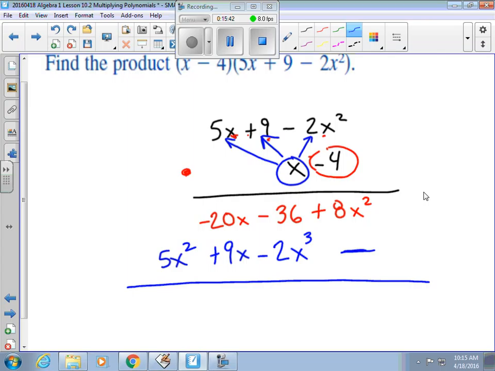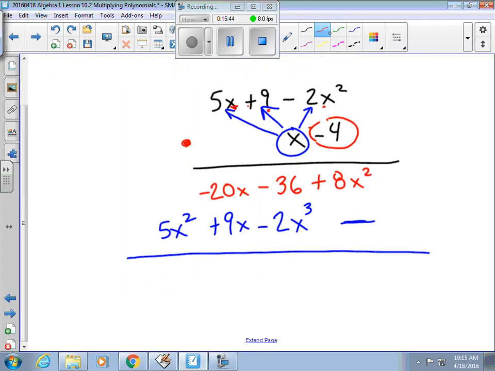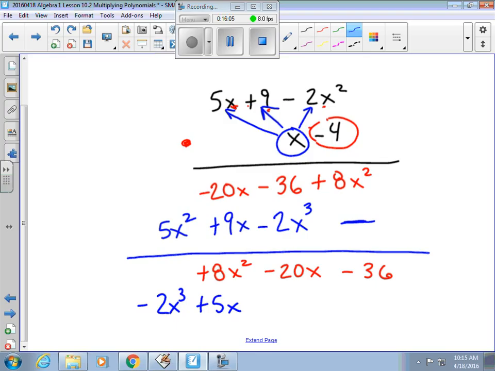So if we reorder that top line, the red one, it's going to say a positive 8x squared, then negative 20x, then negative 36. If we reorder the blue one, the largest degree is first. It says x cubed, so it's going to say negative 2x cubed. Then positive 5x squared. Then positive 9x, and then the placeholder right there.